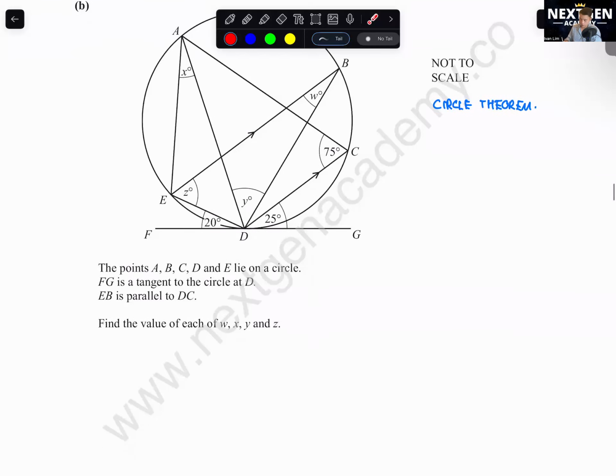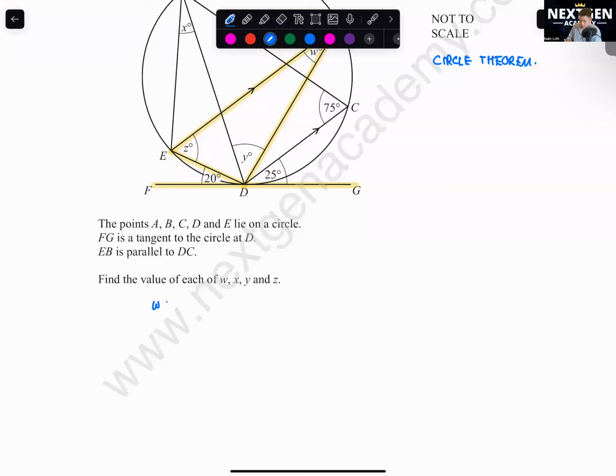Okay, let's look at this one first. W. Okay, first one, W. How to find W? We have a tangent and a triangle. Tangent and triangle will give you alternate segment theorem. This and this are equal to each other. So what's the angle? 20 degrees. You all can write down the reason also, just right here: alternate segment.